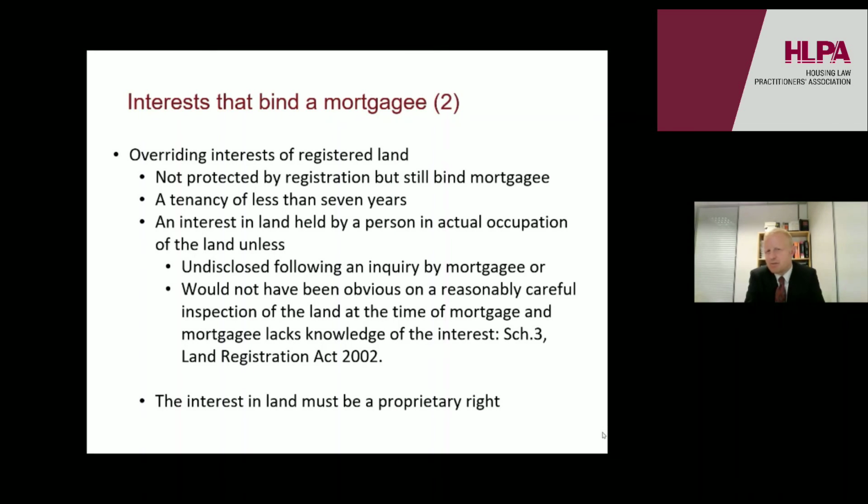So that is the situation in which most of these arise: if someone's living there and the mortgagee hasn't carried out the proper due diligence, then they're likely to be bound by the overriding interest. Final point to note is that it must be an interest in land, so a proprietary right. A licence to occupy, for example, is not a proprietary right. So you do generally need a trust interest or an interest under a proprietary estoppel.